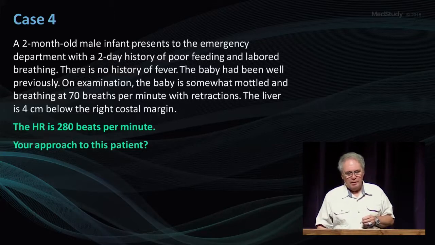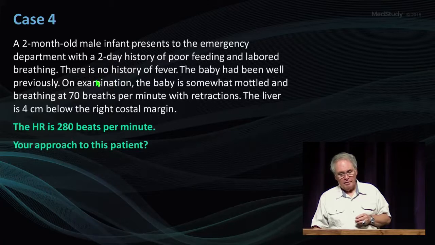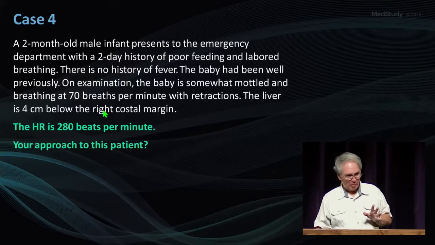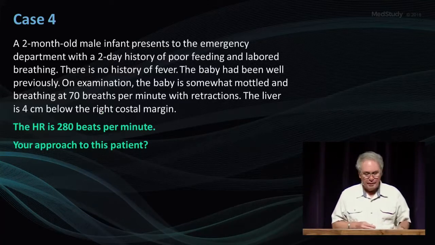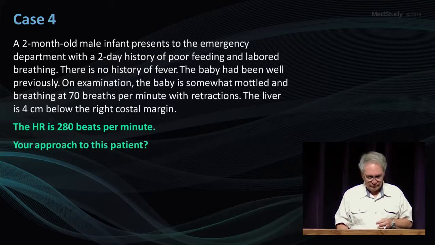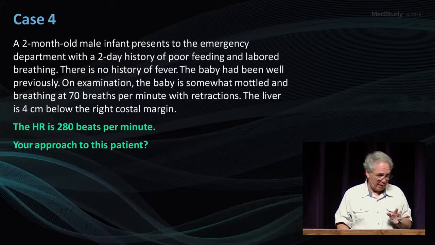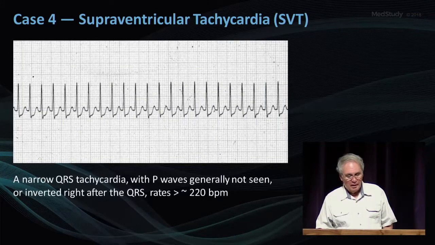Okay? This is a 2-month-old infant, presents with a 2-day history of poor feeding. Baby's a little mottled, breathing a little hard, the liver's below the right costal margin, so a little bit of signs of heart failure here. And here's the key. Heart rate is 280 beats per minute. Your approach to this patient. Well, I hope you get an electrocardiogram or rhythm strip. And this is what you're going to see.